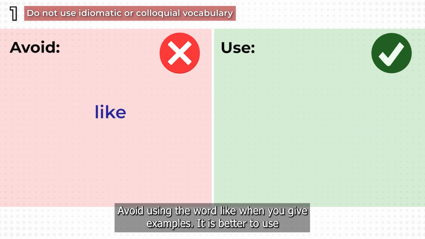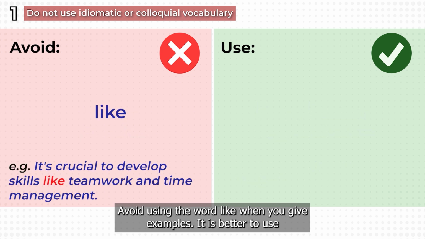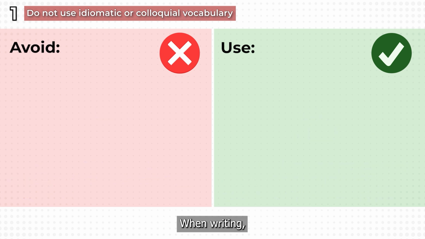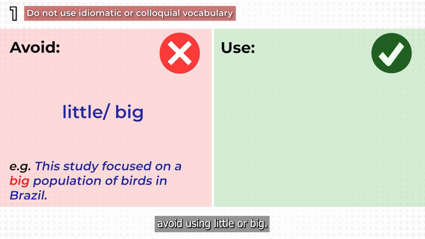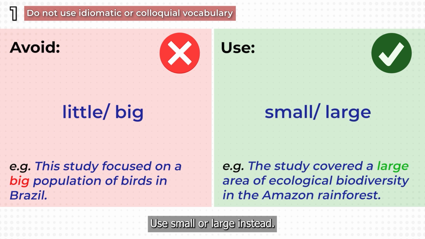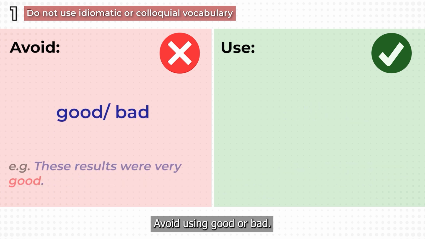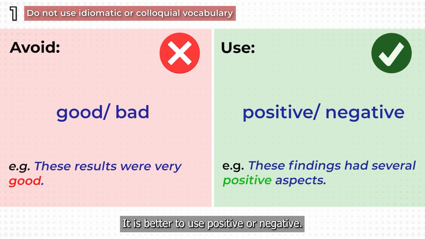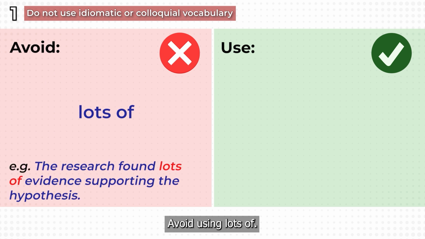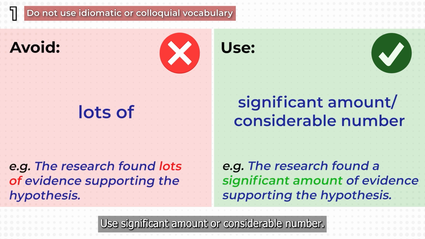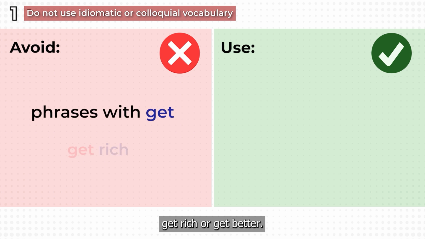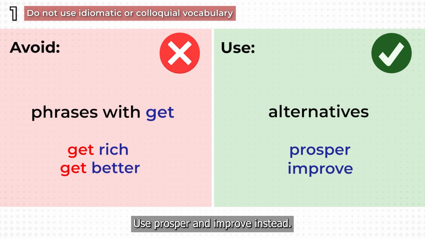Avoid using the word like when you give examples. It is better to use such as or for instance. When writing, avoid using little or big. Use small or large instead. Avoid using good or bad. It is better to use positive or negative. Avoid using lots of. Use significant amount or considerable number. Try to avoid phrases with get, such as get rich or get better. Use prosper and improve instead.